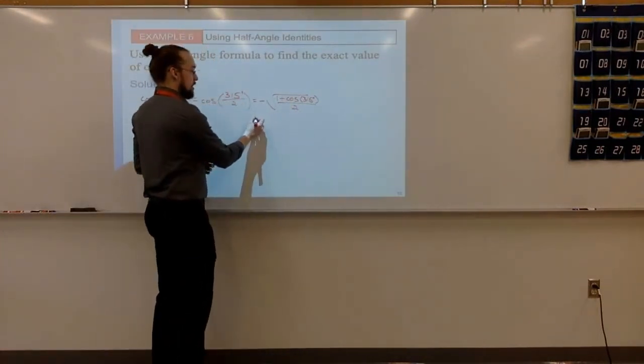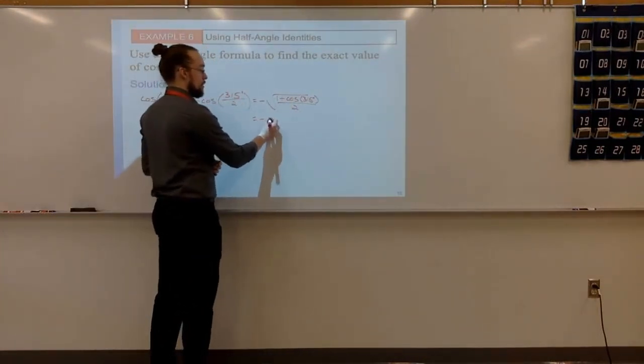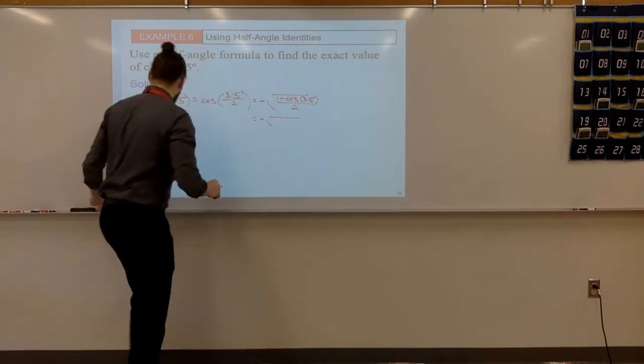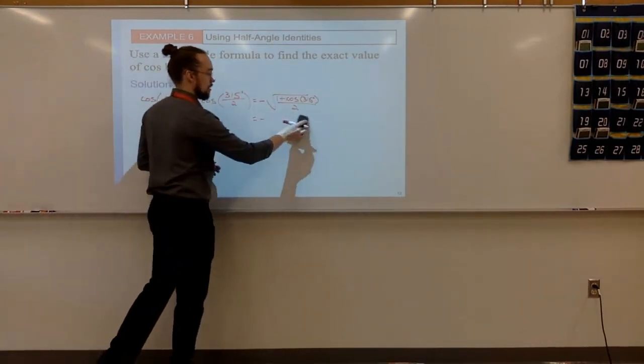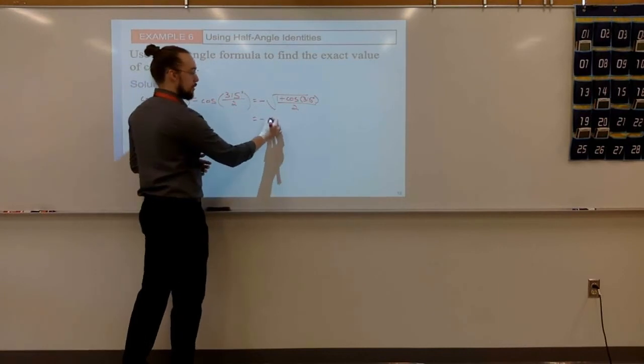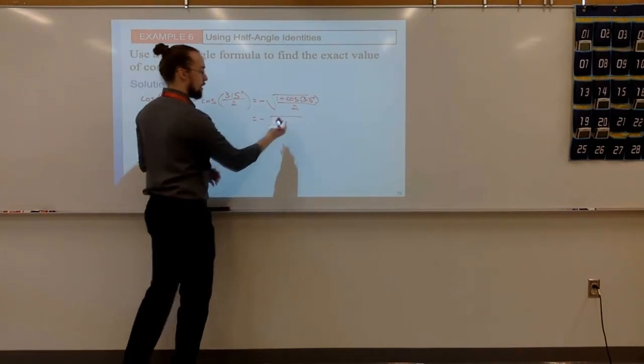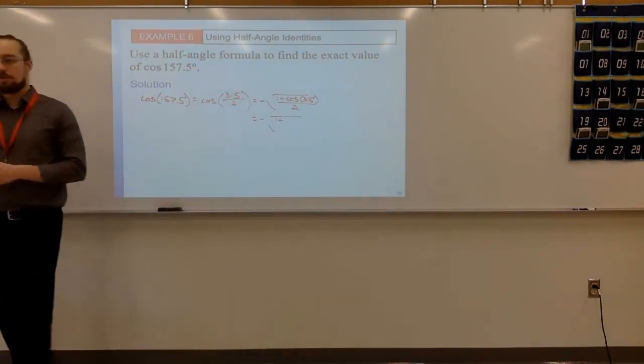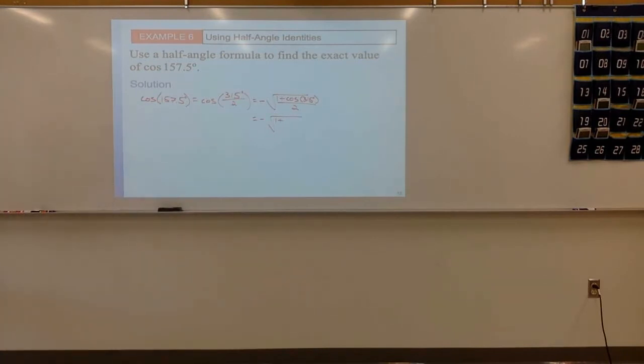So what is the cosine of 315 degrees? You can look at your unit circle. You do not have to have the unit circle memorized. If we look at the unit circle, what is the cosine of 315?